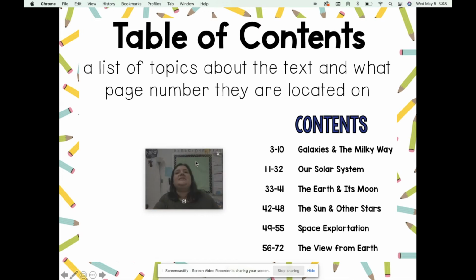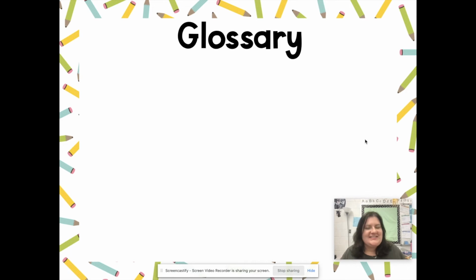The table of contents is also found at the beginning of the book, boys and girls. And again, these are actually headings. So if I were to turn to page 11 where it says our solar system, I would be reading about the solar system. Our next text feature that we're going to be talking about is a glossary.